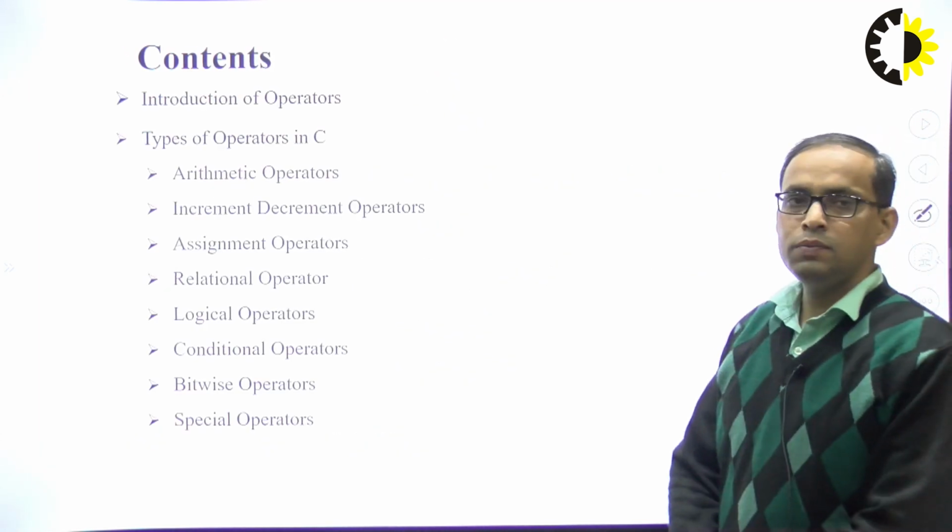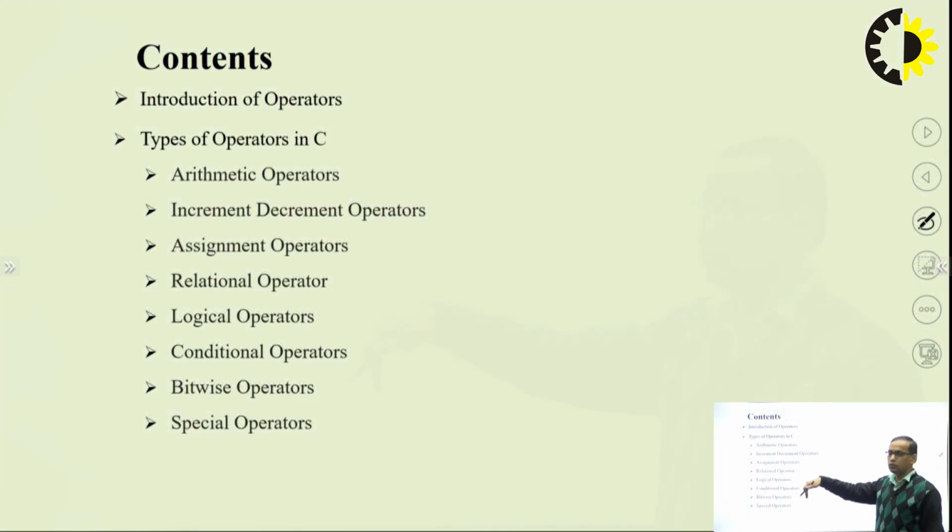So this will be the content of the presentation. At first we will discuss the introduction of operators. After that we will discuss the types of operators: first the arithmetic operator, then increment decrement operator, assignment operator, relational operator, logical operator, conditional operator, bitwise operator, and special operators. In each type of operator, at first we will discuss their meaning, then their symbol, and how we can use them in C programming.